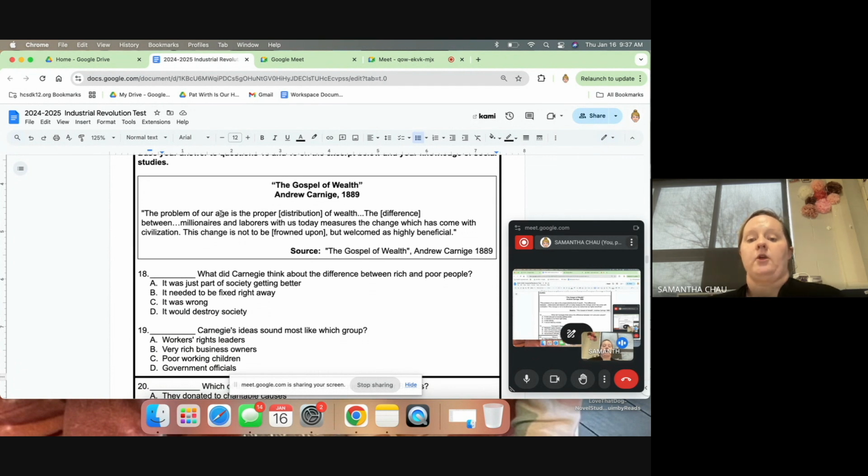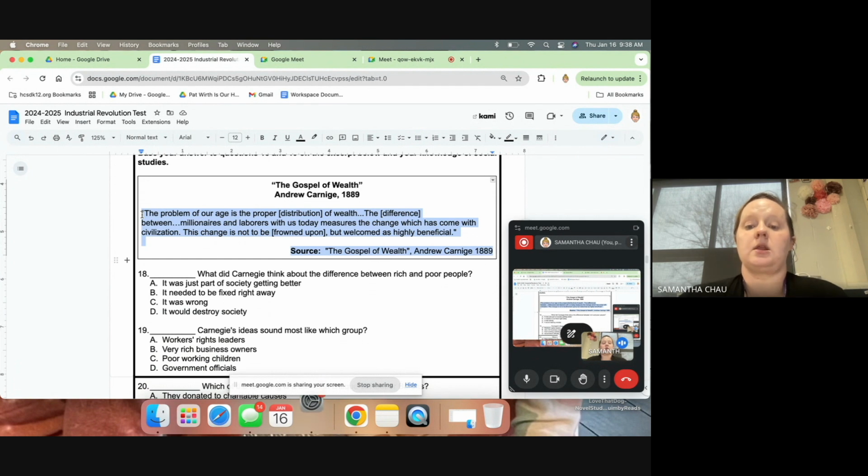The Gospel of Wealth, Andrew Carnegie, 1889. The problem of our age is the proper distribution of wealth. The difference between millionaires and laborers with us today measures the change which has come with civilization. The change is not to be frowned upon, but welcomed as highly beneficial.